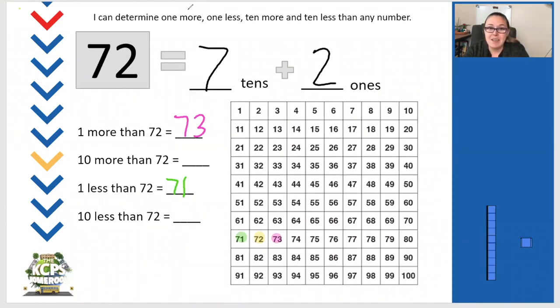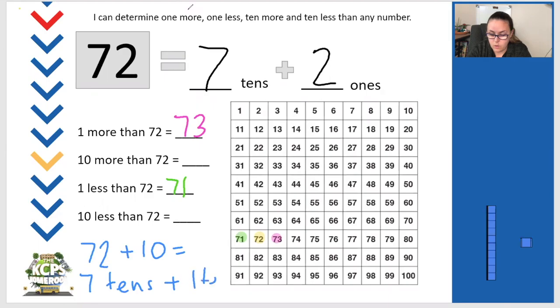Let's go up to 10 more than 72. So if you think really hard and add 10 to 72, you can do 72 plus 10, or we do know that 70 is 7 tens, and then 1 ten. How many tens do you get? That's right, you get 8 tens.